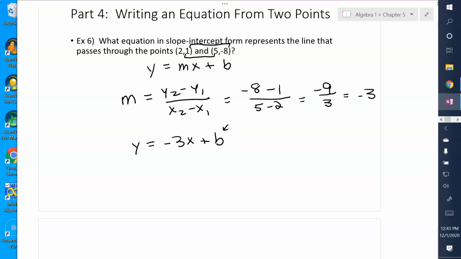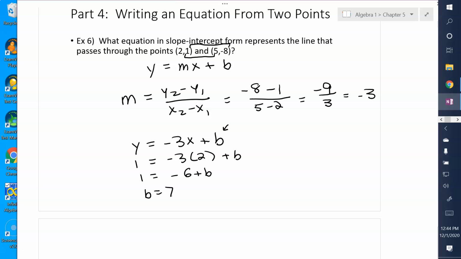So what I'm going to do is plug in the x and the y from that point that I chose. So y is 1, x was 2. I don't know what b is, so I'm just going to leave that as a variable. And this is now a simple little equation that I can solve. Because what I have here is 1 equals -6 plus b. Just add 6 to both sides, you get b equals 7.